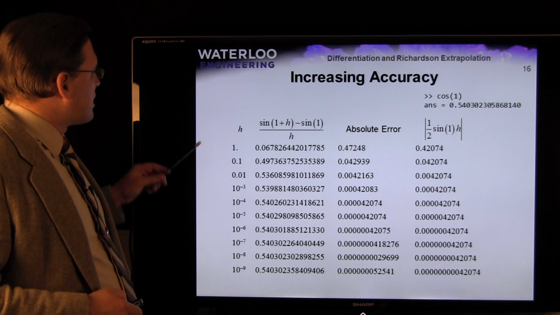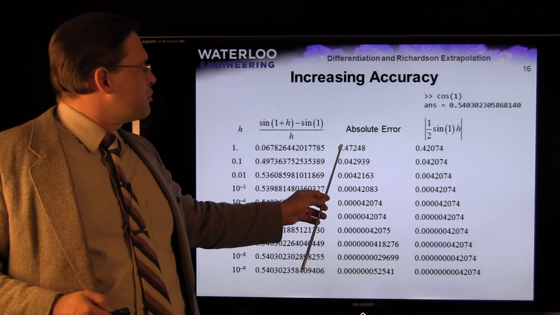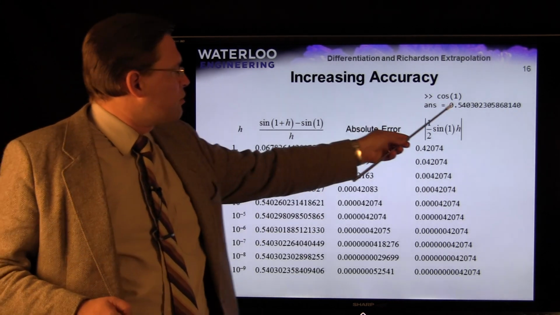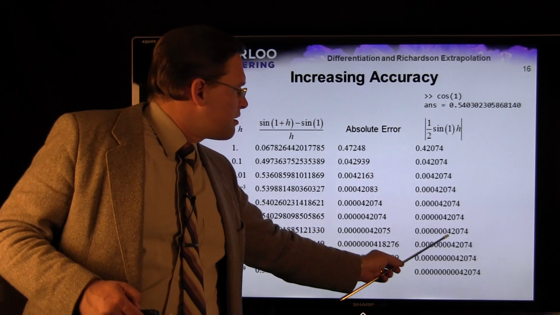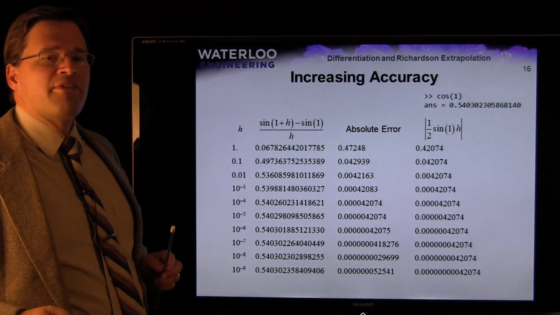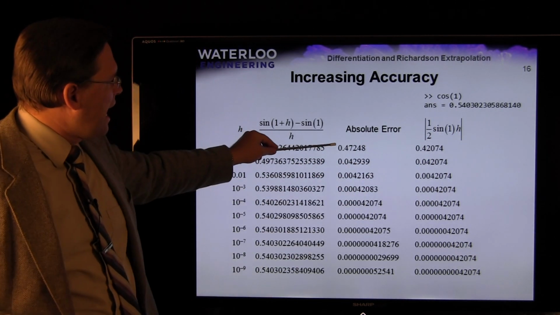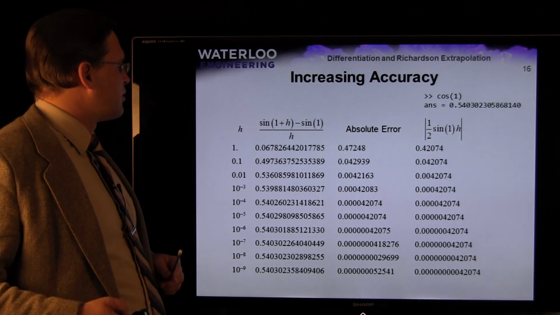So let's see what happens. If we see here now, we see the absolute error. So here's the correct answer. Here is approximately the value of sine at 1 over 2 times h, and this is the actual error of our approximation, at least to a number of digits that we can find useful.